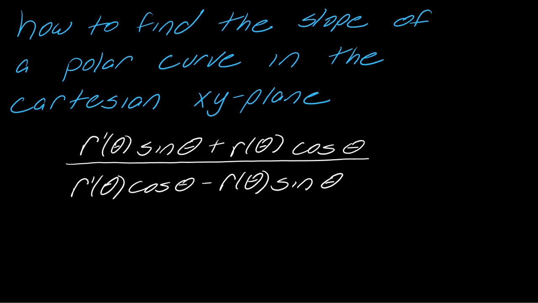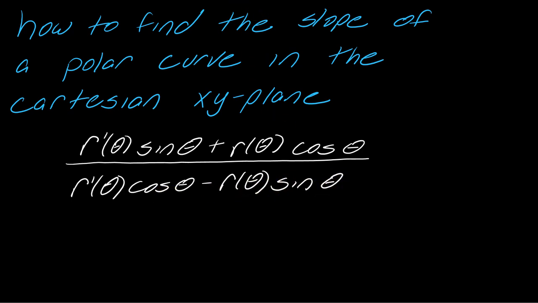So now let's talk about how to find the slope of a polar curve in the xy plane. You're going to use this formula. This is pretty straightforward. You're going to ideally have some sort of polar equation, r equals something in terms of theta. And so you're going to have r prime of theta sine of theta plus r of theta cosine of theta over r prime of theta cosine of theta minus r of theta sine of theta.